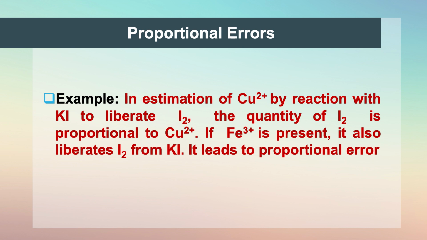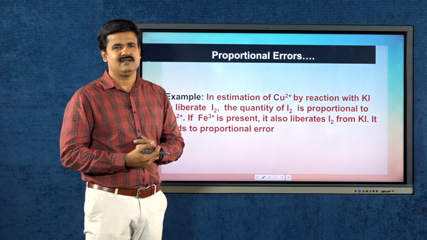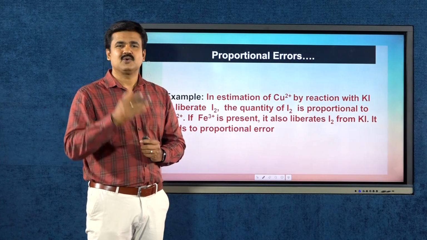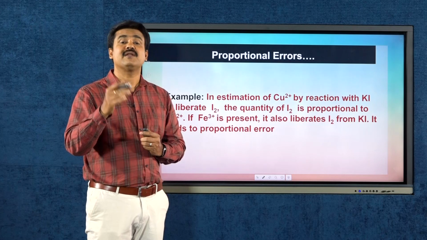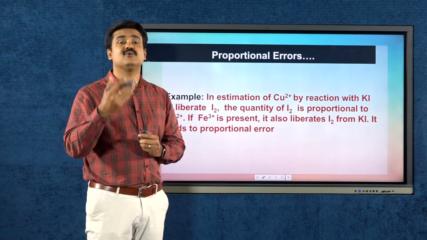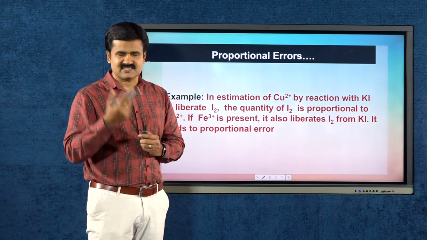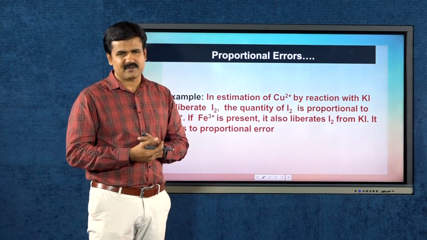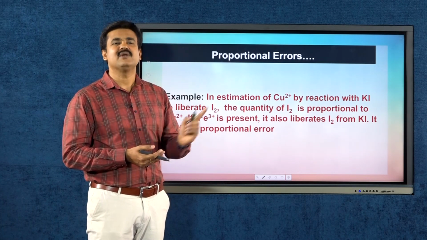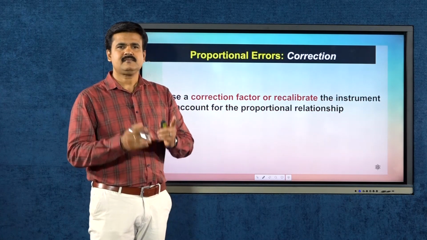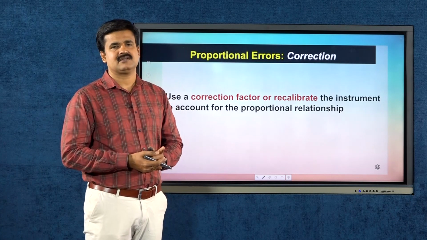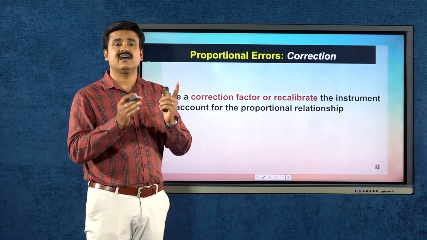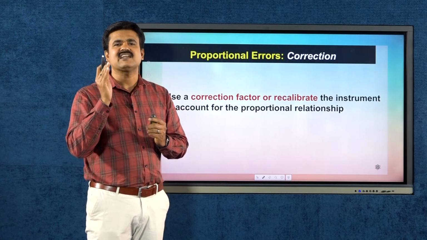So, the quantity of liberated iodine will be more. That is proportional to the amount of iron 3+ present in the sample. So, if more iron 3+ is present, more and more iodine will be liberated. That may cause a high value of iodine concentration, and it may be wrongly read as the concentration of copper. So, this kind of error is a good example of proportional error.